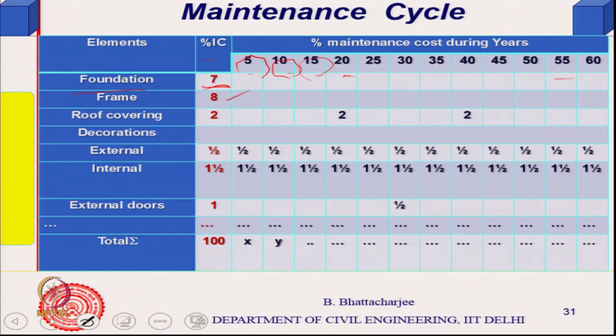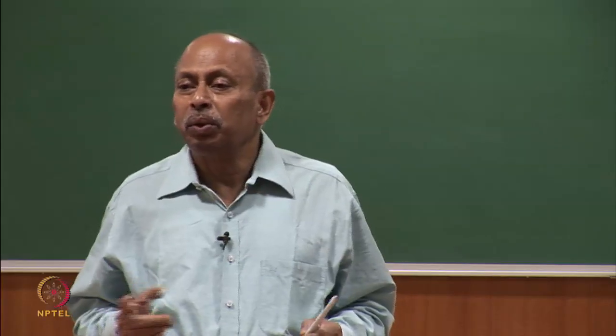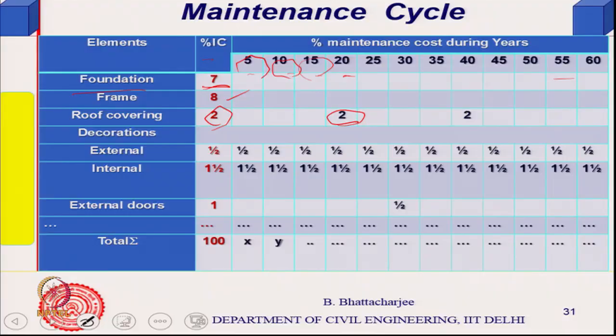Frame, let us say I have put 8%, and it does not require anything. Roof covering is 2% of the cost, and I have found the renewal period is 20 years. So, my major maintenance cost will come 20 years later when I replace all of it, and then again after 40 years. So, I will incur 2% cost here and 2% cost after 40 years, and I know this right in the beginning. Similarly, external decorations are 0.5% of the building and every 5 years I have to do that, so I incur 0.5%. Internal is 1.5%, and external doors 1%, then 0.5%, where 50% I will require to replace in 25 or 30 years, and so on.